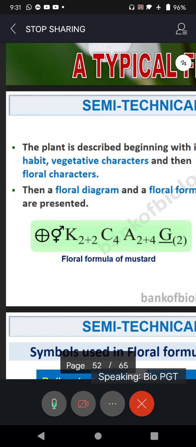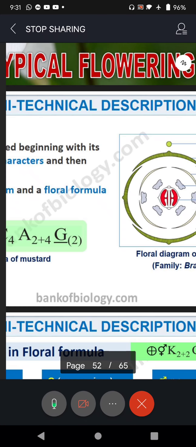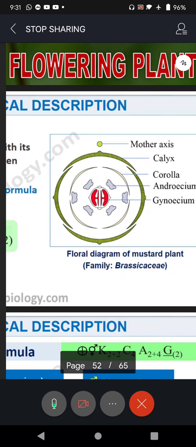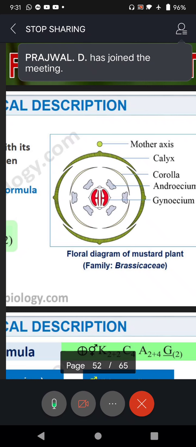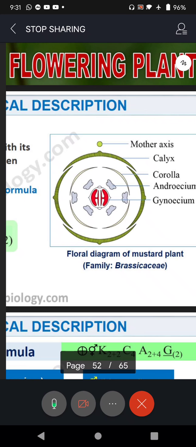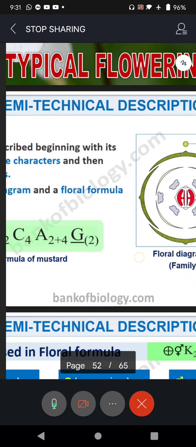Then we say floral formula. And once we are comfortable with the floral formula, we know how to write, then based on the floral formula, what do we do? Floral diagram. Look at that. So this is how we express or describe any flowering plant. Floral formula, floral diagram. How to write floral formula?